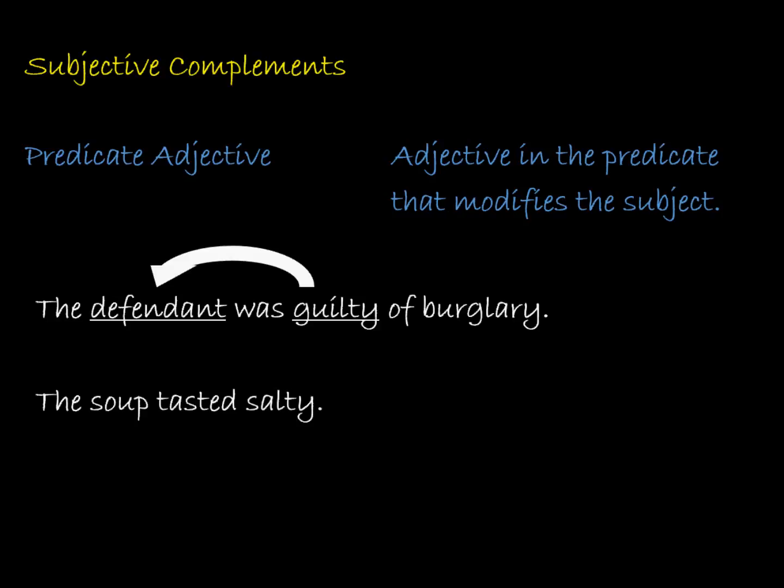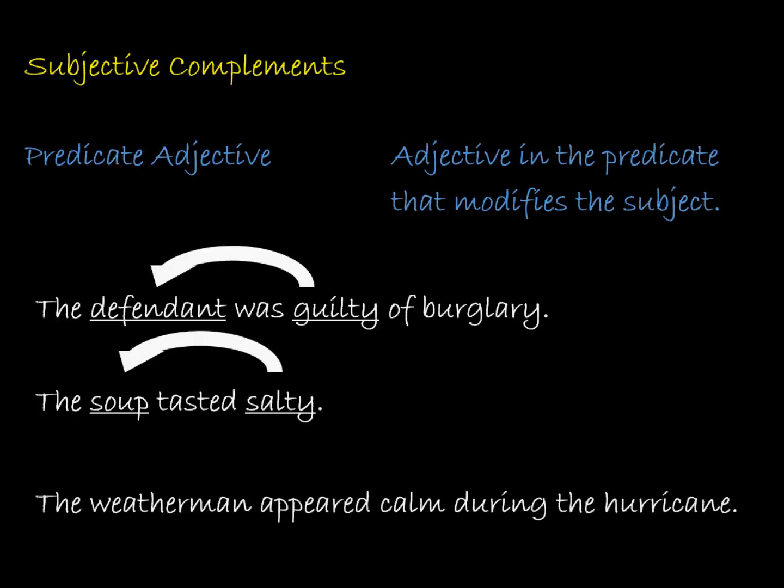In the second example, we have the soup tasted salty. Salty is an adjective again that modifies soup in the subject. In the third example, the weatherman appeared calm during the hurricane. Well, weatherman's the subject, and appeared is that verb, and calm is an adjective. And if we look, that adjective describes the weatherman. Calm describes the weatherman. That's a predicate adjective.